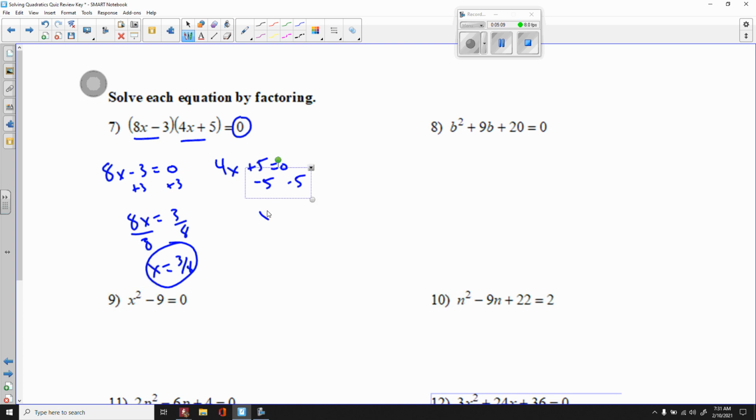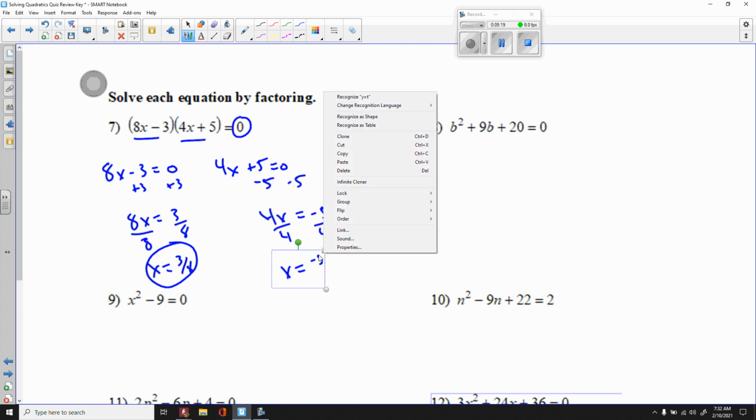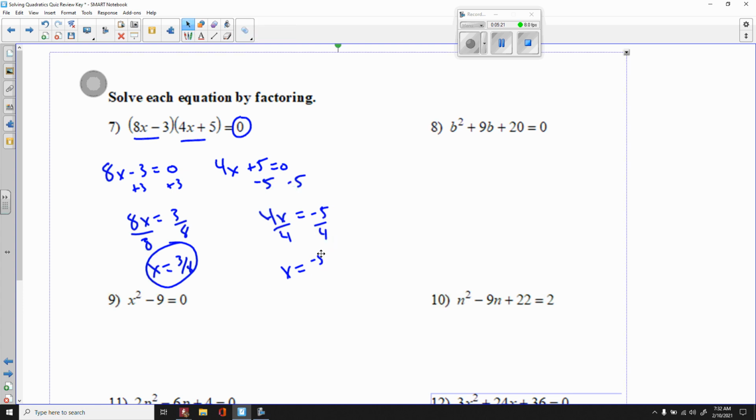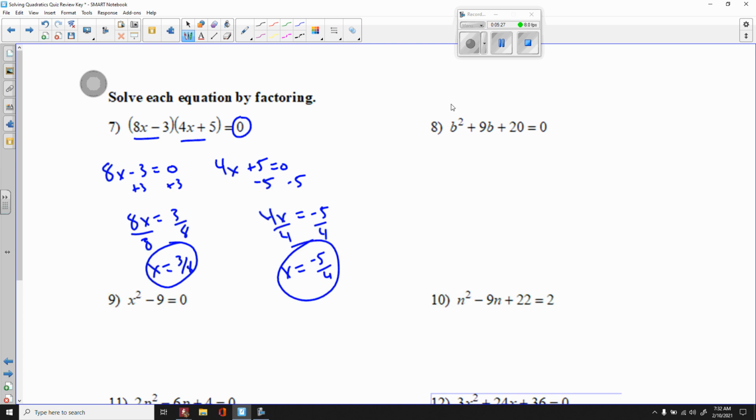Subtract 5 on both sides. 4x is equal to negative 5. So if I divide by 4, x should be negative 5/4, solution. Right, number 8.